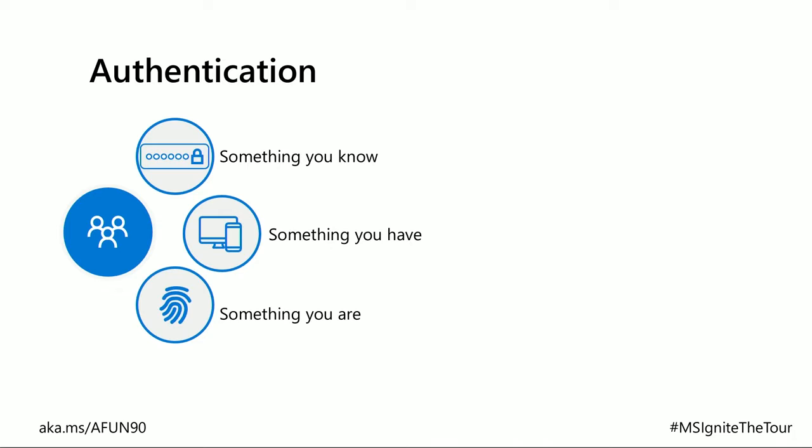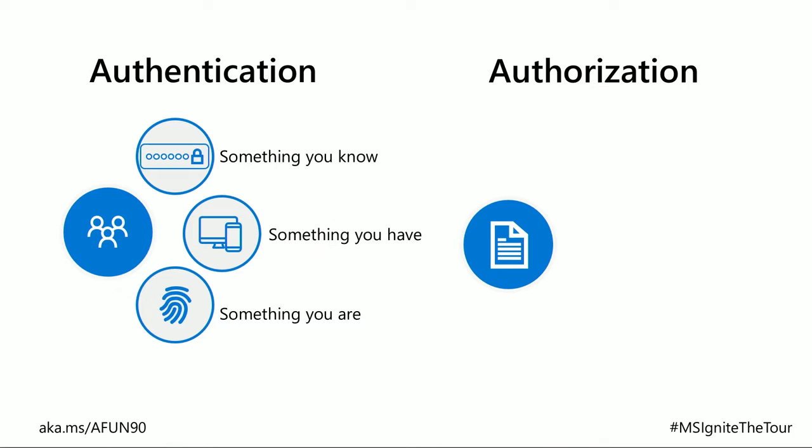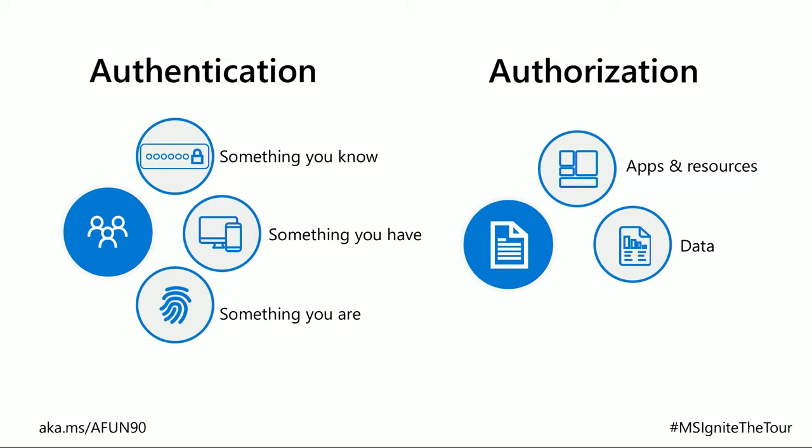So now we've proven you are you, and you do exist in the system as someone who should be able to have access. Authorization kicks in. And authorization is the next level of going, what apps and resources can this user account access? What data within those apps and places can they access, and what level of access do they have to that information? Do they have access to do anything? Do they have read-only access? All of those kind of things. So together, that authentication and that authorization make the basis of our identity and access.